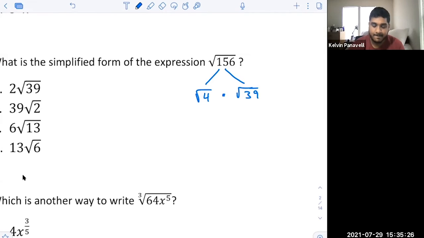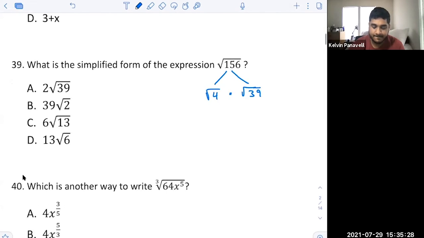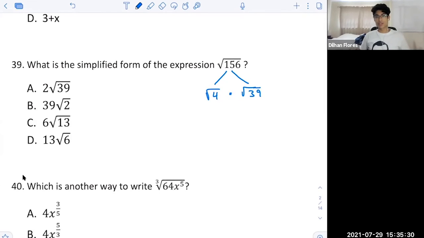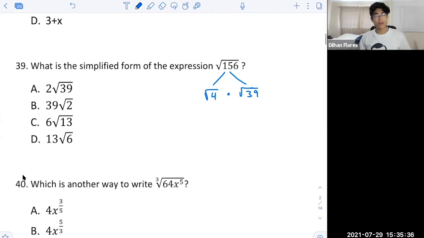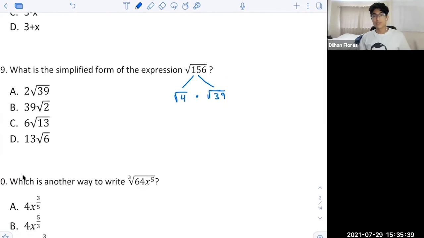Well, can I put a little in-between step there? Yeah, so you can rewrite 156 as 4 times 39, right? So you can just have all of that under a square root. So the square root of 156 is going to be equal to the square root of 4 times 39, all under the same radical, right? So you're there.